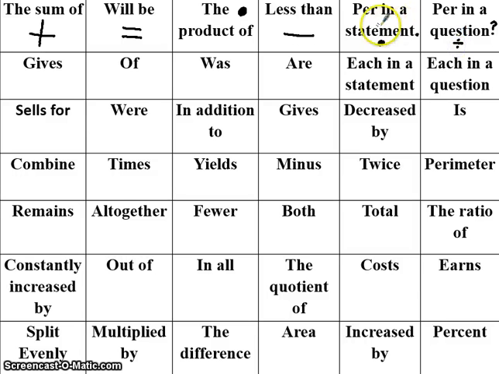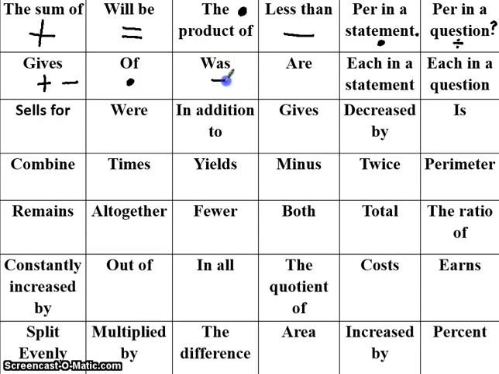The difference here is the apples cost $2 per pound. That's a statement, that's multiplication. How much did each cost per pound? That means that we're splitting it, and it'll always be in a question. All right, gives. If we give something to somebody, we either add or subtract depending on whose perspective you're looking at. Of means to multiply.